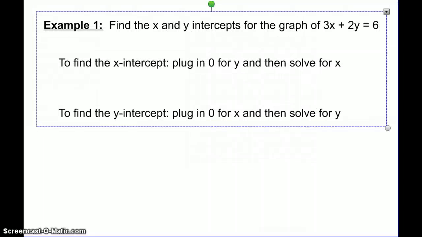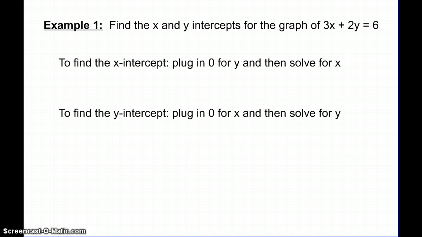Okay, so example 1, we are going to practice finding the x and y intercepts for the graph of this particular equation. So we have 3x plus 2y equals 6, and we want to find the x-intercept and the y-intercept. In other words, if we were to graph that, where would that line cross the x-axis and where would it cross the y-axis?